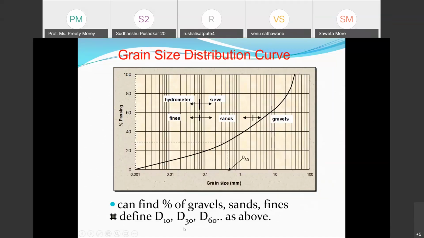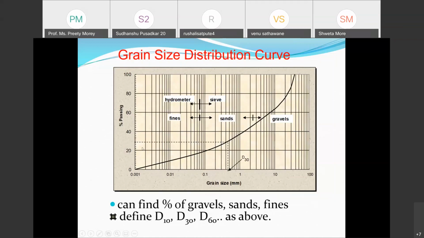What is D10, D30, D60? The D10 we always call the effective diameter of the soil. D indicates diameter, and this 10 indicates that below this diameter of soil particles, 10% are fines. So when I want to find out D10, I will plot a line from 10% passing, and wherever it cuts the particle distribution curve, the particle size or grain size shown on the x-axis will indicate the value of D10.